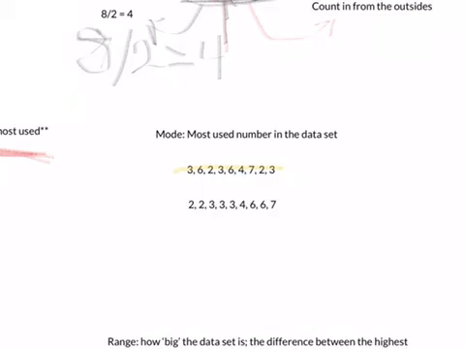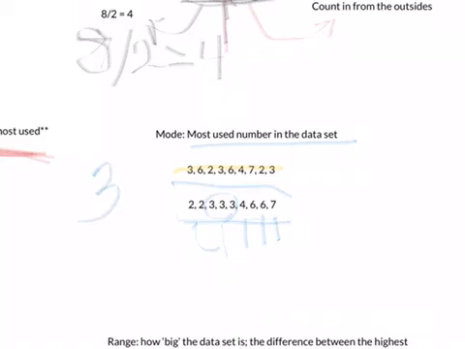data set in order from smallest to largest. Right over here. So that's what I've done right here. So we have 2, 2, 3, 3, 3, 4, 6, 6, 7. And we're looking for the number that is used the most in the data set. Now 2 is used twice, 3 is used 3 times, 4 is used once, 6 is used twice, and 7 is used once. So out of all of these numbers in our data set, 3 was used the most. It was used 3 times. So our mode, or our most used number, is 3.